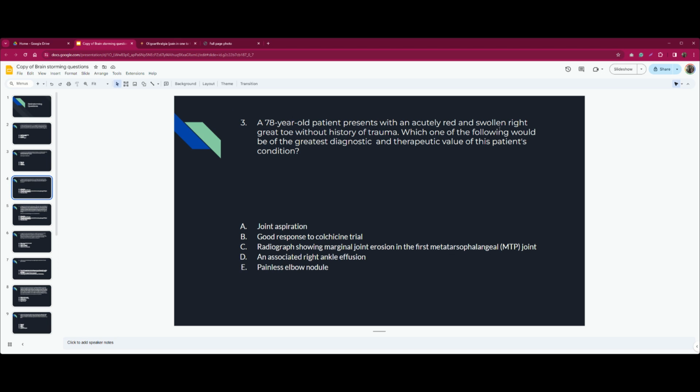Question number 3. A 78-year-old patient with an acutely red and swollen right great toe without history of trauma. Which one of the following would be of the greatest diagnostic and therapeutic value in the patient's condition? Joint aspiration, good response to colchicine trial, radiograph showing marginal joint erosion in the first MTP joint and associated right ankle effusion, painless elbow nodule.